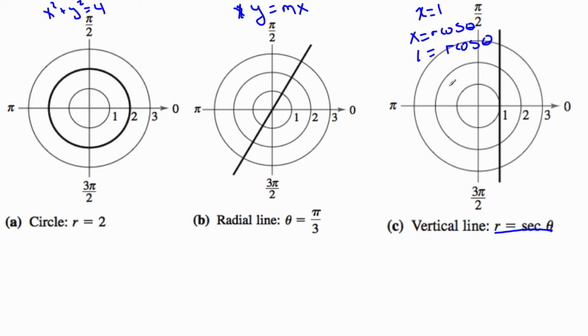Suppose I want a horizontal line, say y equals 1. Well, I will do the exact same thing. y is equal to r sine theta. 1 is r sine theta. So r is, in this case, 1 cosecant theta.